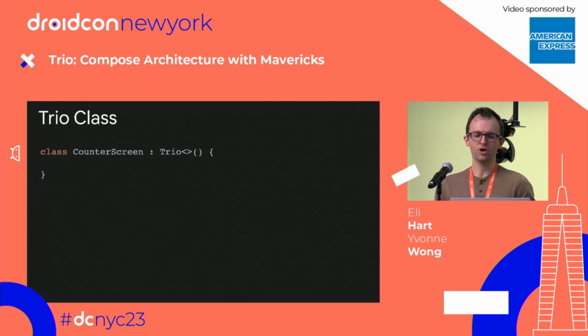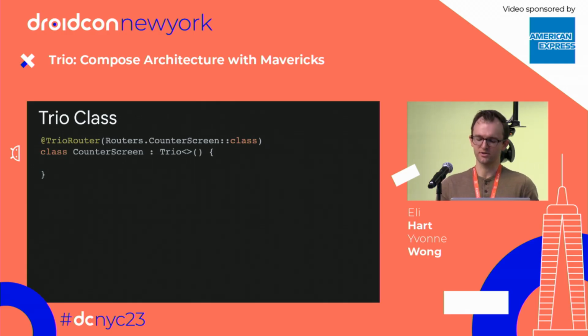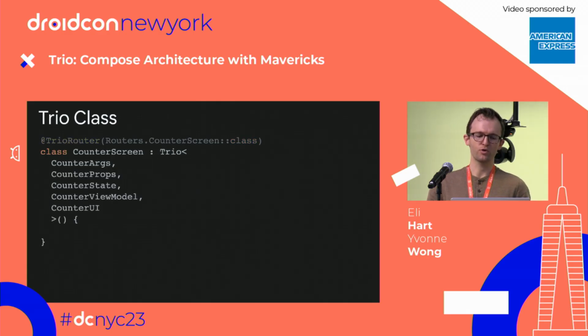Now, let's look at concrete details of how the architecture is implemented. Each Trio implementation starts by subclassing the Trio class. A Trio can be used to represent any size UI element, but for this example, let's assume the Trio represents an entire screen. Each screen has a router annotation, which hooks it into our navigation system. The Trio class is typed to define its args, props, state, viewmodel, and UI.